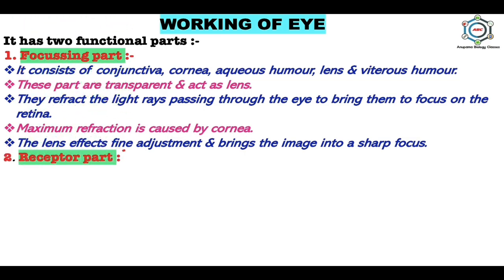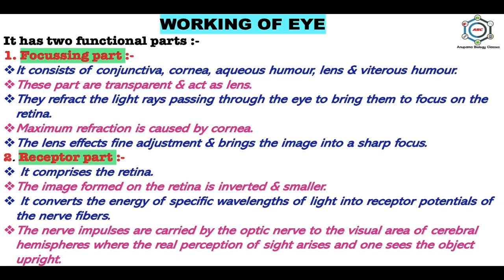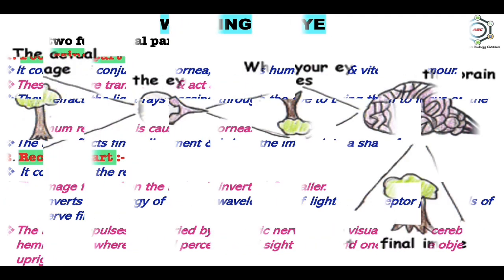And the second is the receptor part. It comprises the retina. The image formed on the retina is inverted and smaller. It converts the energy of a specific wavelength of light into receptor potential of the nerve fibers. The nerve impulses are carried by the optic nerves to the visual area of the cerebral hemispheres, where the real perception of sight arises and one sees the object upright.